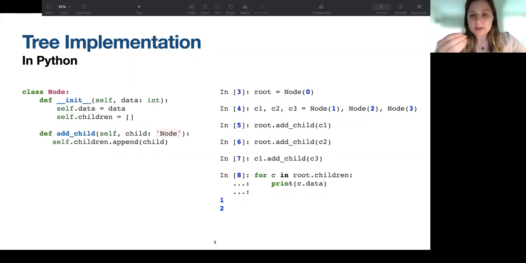And here you can see a little example on the right side where we create a root with the key 0. Then we have three other nodes, and we arrange them into the tree so that root has 2 children, C1 and C2, and C1 has 1 child, which is C3. So you see that we can take the root and print all its children, and we'll just see the 2 nodes which correspond to C1 and C2. So I hope that's a pretty clear and laconic way to implement a tree in Python.